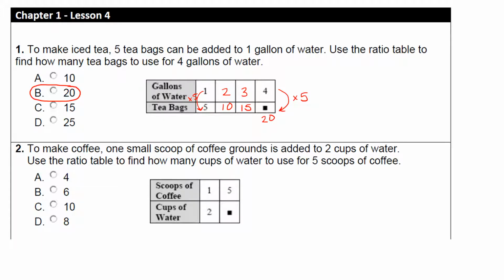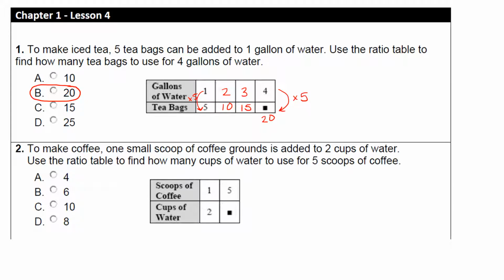Question 2. To make coffee, one small scoop of coffee grounds is added to 2 cups of water. Use the ratio table to find how many cups of water to use for 5 scoops of coffee. So I look at my ratio table here. I have scoops of coffee compared to cups of water. Really, this is just a fraction. If you remember, I was writing the fractions above. They just put a box around it and made it a chart.